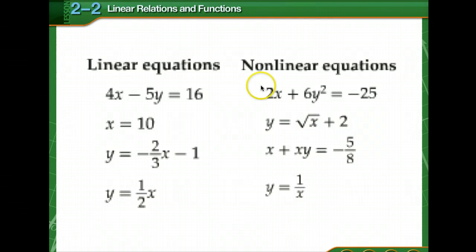Now let's look at nonlinear equations. This one, the exponent is greater than 1. This one has a square root. That doesn't make it linear. This one, multiplying two variables together. And this one has a variable in the denominator. So you see the difference? If you need to pause for a minute and study those, make sure that you have that understanding. It's very, very important for this lesson.